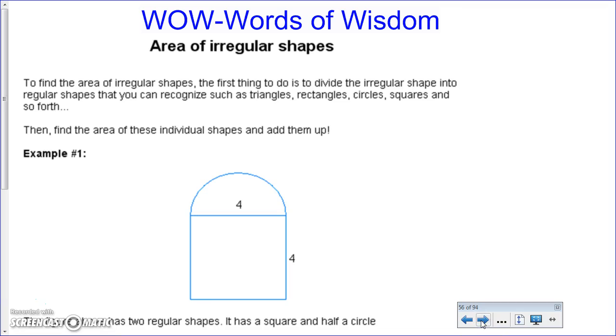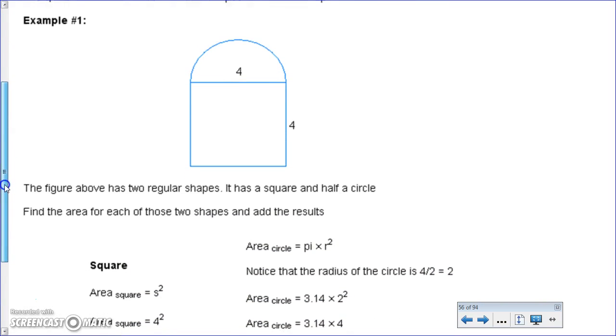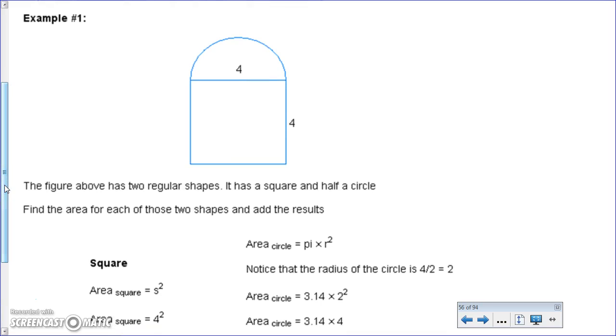All right, taking a look at our WOW here, the area of irregular shapes. So just like yesterday, to find the area of irregular shapes, the first thing to do is to divide the irregular shape into regular shapes so you can recognize things such as triangles, rectangles, circles, squares, and so forth. Then find the area of the individual shapes and add them up. So in our example here, the figure above has two regular shapes. It has a square and half a circle.